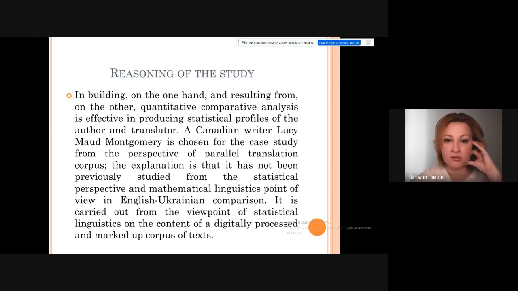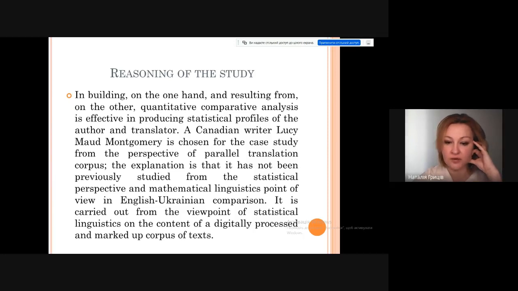Reasoning of the study: building on the one hand and resulting from on the other hand, quantitative comparative analysis is effective in producing statistical profiles of the author and translator. A Canadian writer, Lucy Montgomery, is chosen for the case study from the perspective of parallel translation purpose. The explanation is that it has not been previously studied from the statistical perspective and mathematical linguistics point of view in English and Ukrainian comparison.